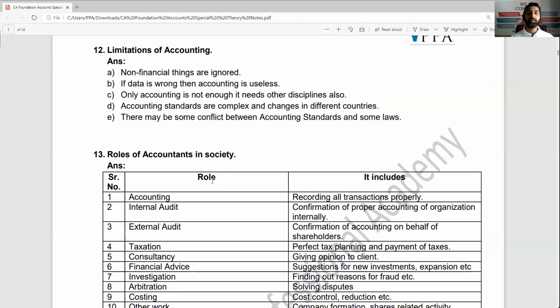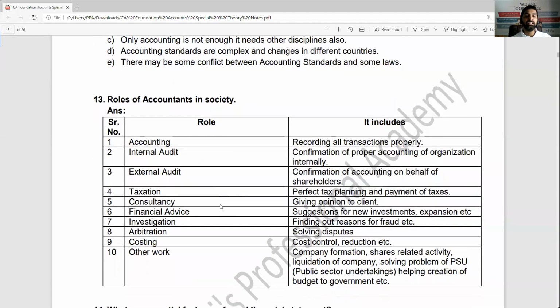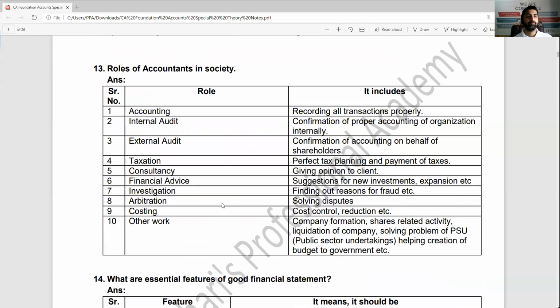Accounting standards are complex and change in different countries. So accounting standards generally are assumed to be a little complex, difficult, and again it changes from country to country. That is why now IFRS has been introduced, International Financial Reporting Standards, so that all the countries will have the same accounting standard. Of course, it is in the way of implementation. There may be some conflict between accounting standards and laws. Yes, there are some conflicting areas in accounting standards and laws, but finally it is solved at the end of the year.